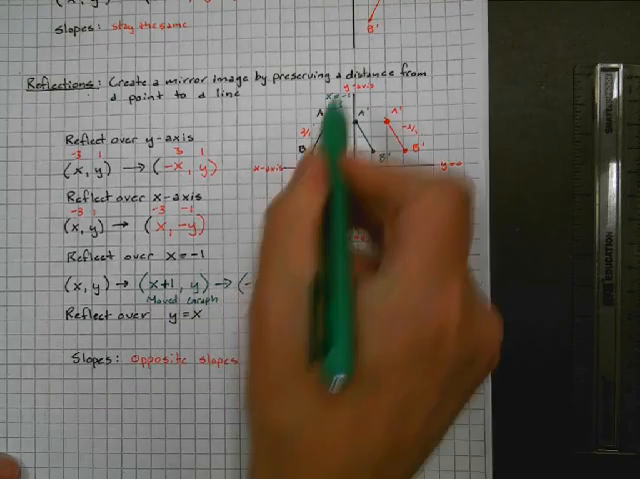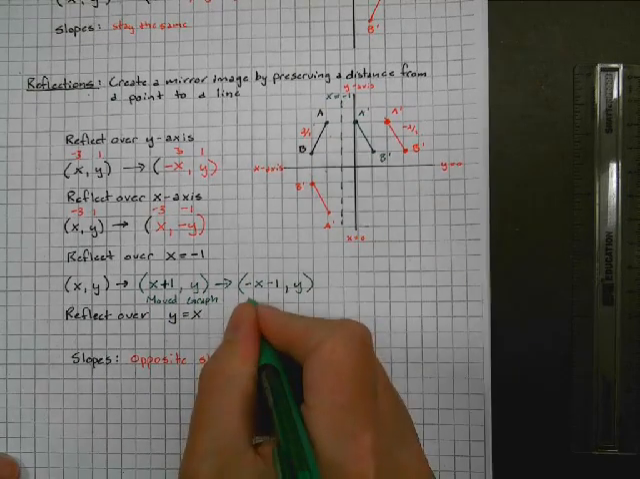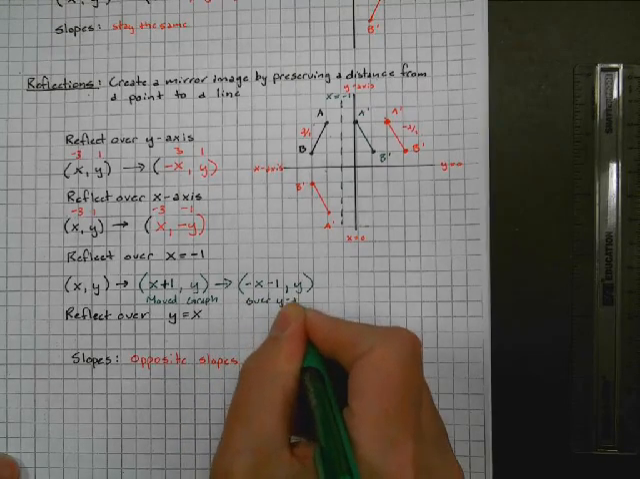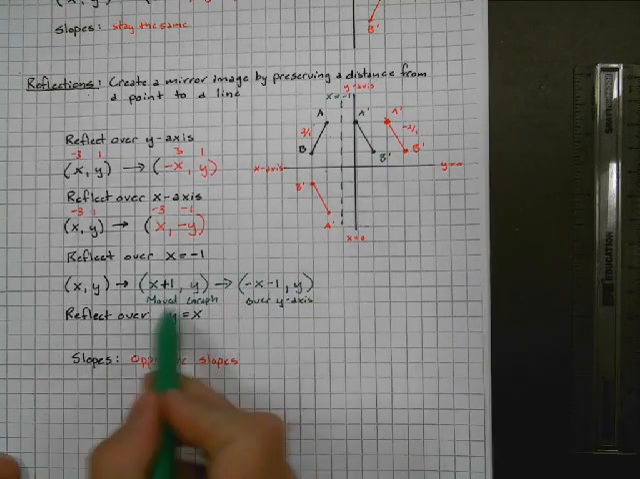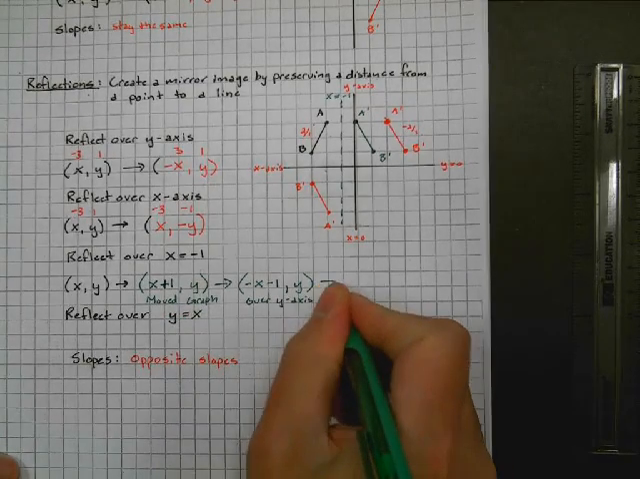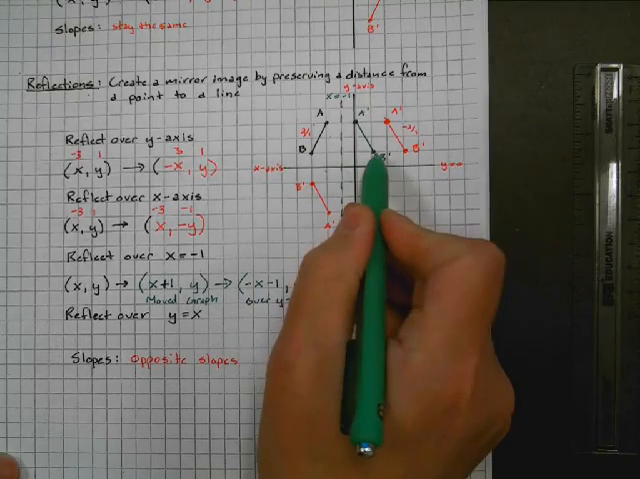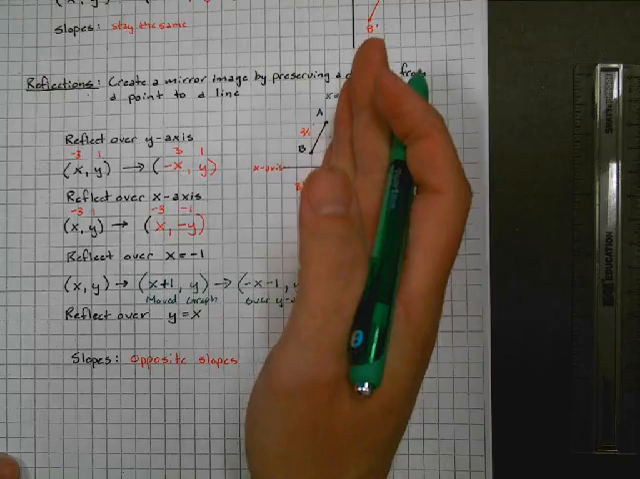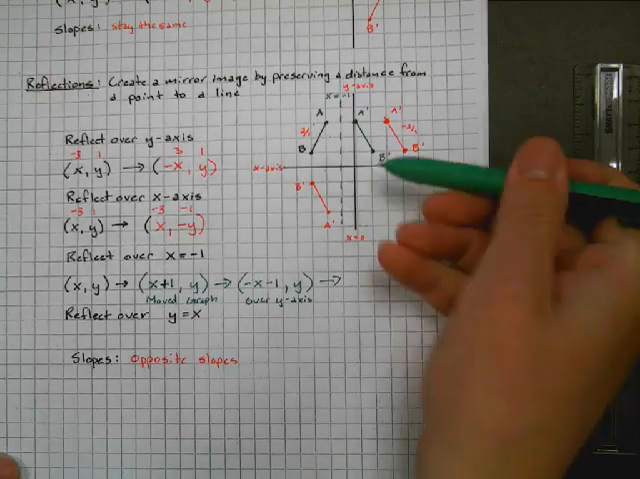That was to get it lined up with the y-axis. I reflected over the y-axis. But since I moved the graph here, I got to put it back in the right place. So earlier, I moved the graph to the right. So after I reflected it, now I want to move the graph back to where it should have been. So that means I got to go left.